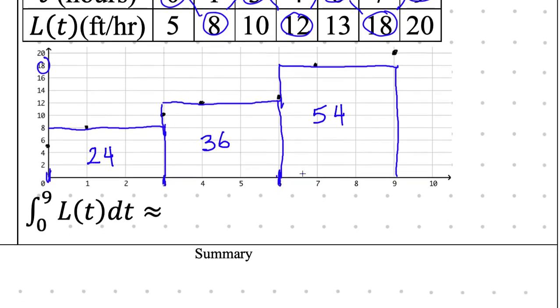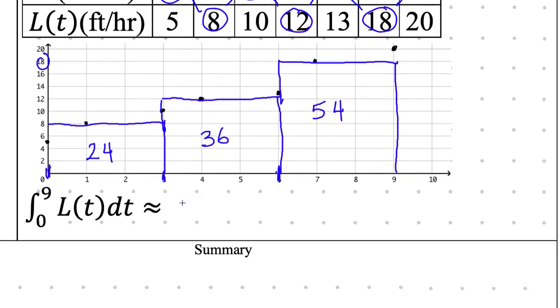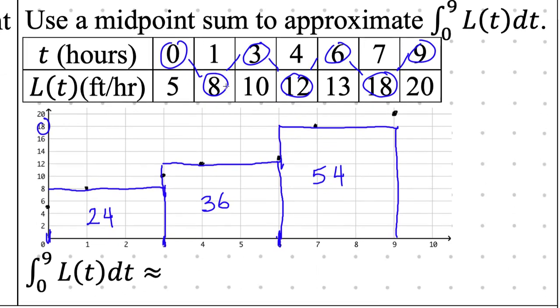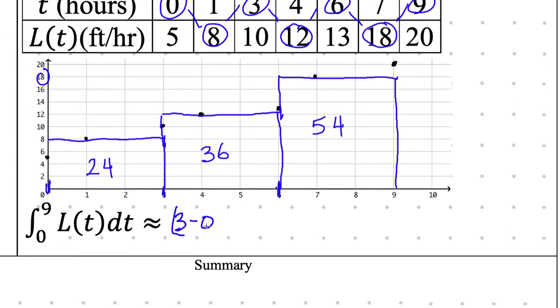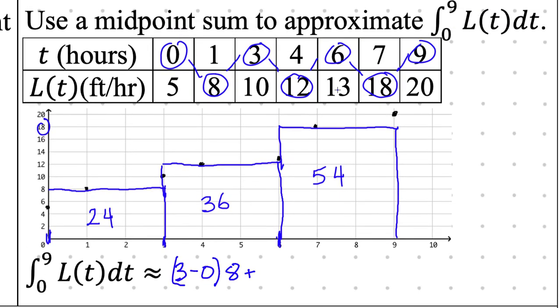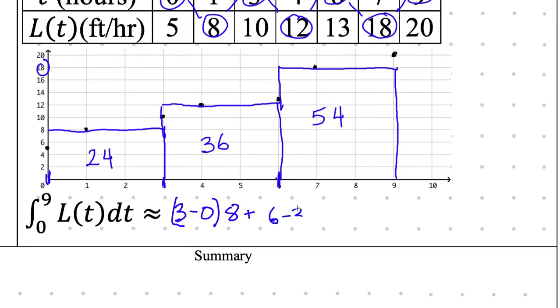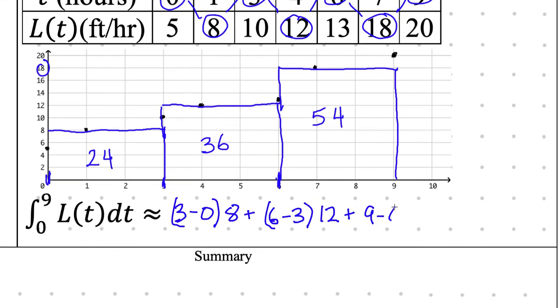And again, we have to approximate this. The way that you show your work is you say, okay, I'm doing 3 minus 0 times the height of 8, plus 6 minus 3 times 12, plus our final one, 9 minus 6 times the middle height of 18. Let's add these up. 24 plus 36 is 60. 60 plus 54 is 114. And our units are what, Gio? If I'm taking the integral of L, feet. It is indeed feet. Cool, so that's all I have for you guys.